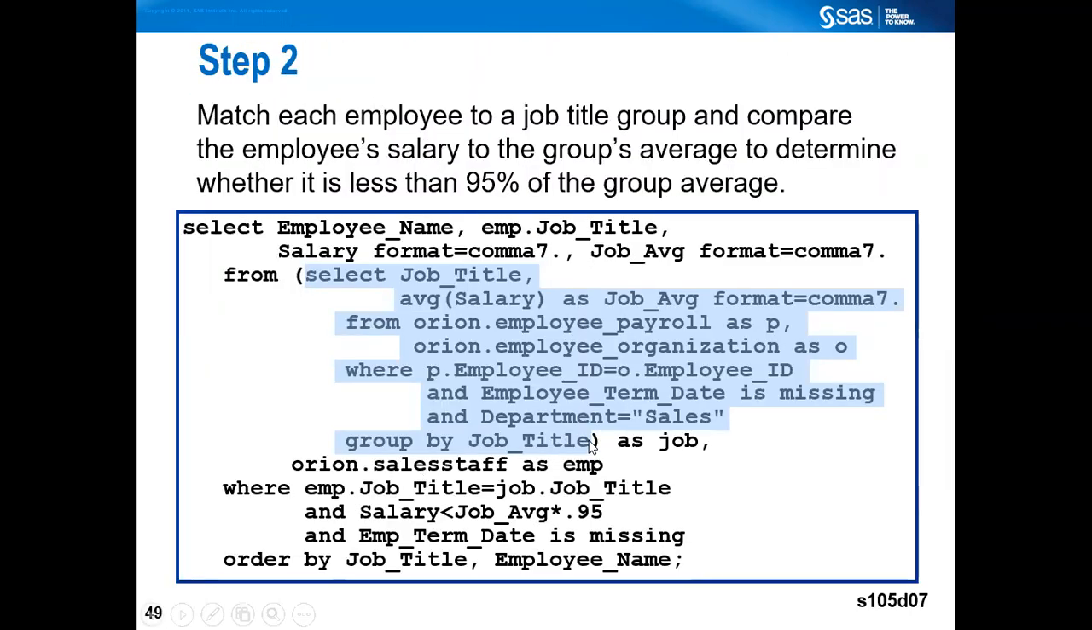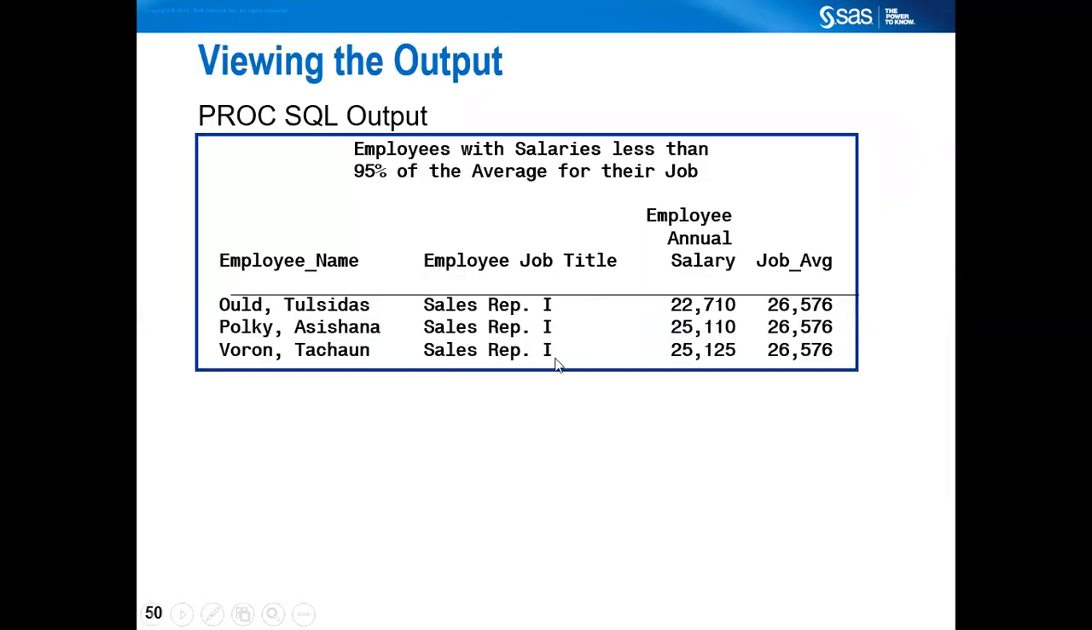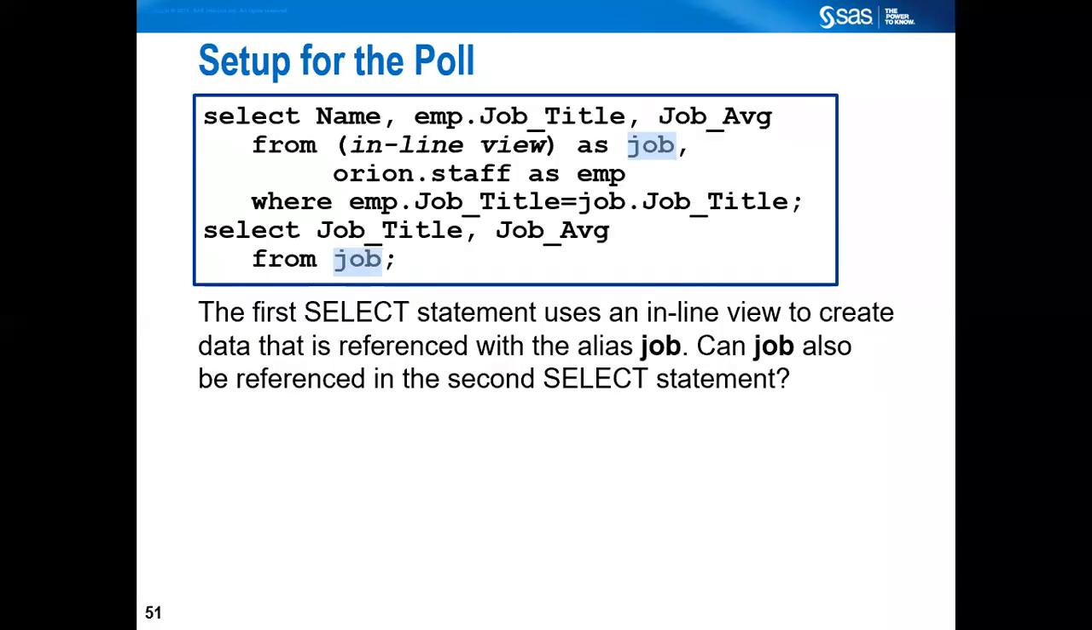Now with this, you get the result that these are the employees who are earning less than 95% of their overall job title average salaries within each group. See, sales representative, group 1, each group has its individual average salary, but these are the people who are earning less than 95% of the average salary of group 1. Got it? Yes. Okay, fine.